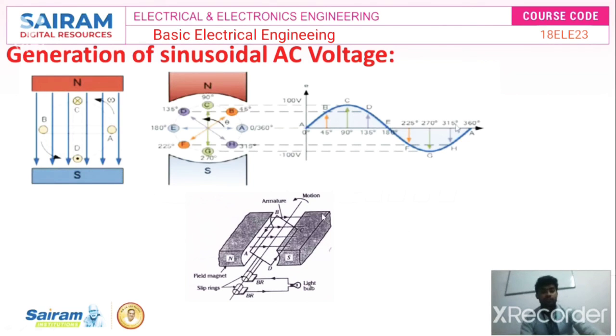So the conductor is present between the north pole and south pole, and a magnetic field is present. If you rotate, the motion will be there, right? Motion in the sense of rotation. If you give mechanical input, what happens? The conductor starts rotating. When the conductor cuts the magnetic field, EMF is induced. That is, the lamp will be glowing.